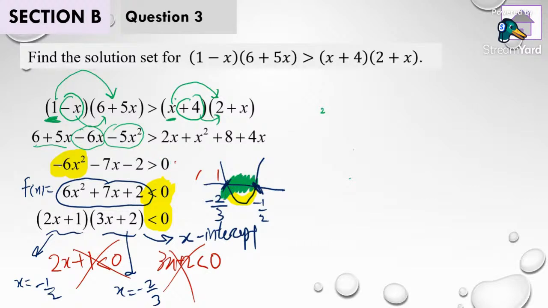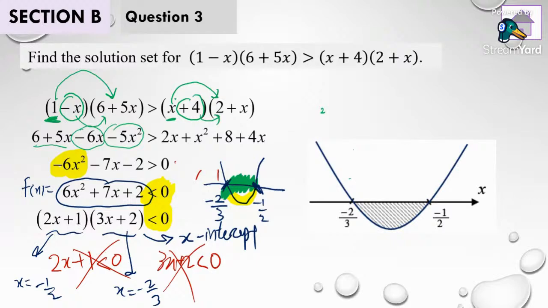For simplicity, usually we just do the sketching 2-in-1 like this, where we sketch the interval of x as well as the graph at the same time. Then from there, we observe the answer. We find out the answer is x, minus 2 over 3 less than x less than minus 1 over 2. Your answer must be in set notation because it is a solution set.